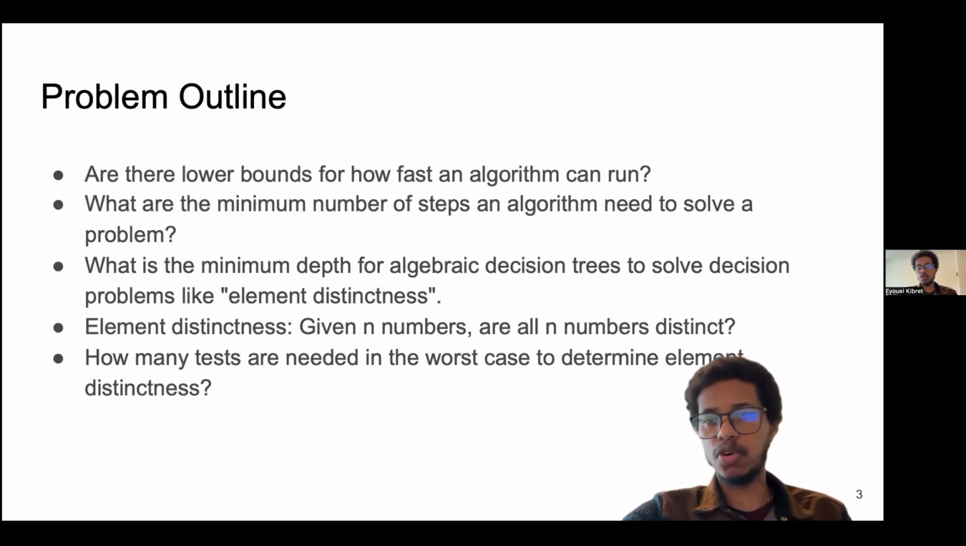And so there's a famous problem called element distinctness. Given n numbers, are all the n numbers distinct? We're going to be using comparison-based models for solving this problem. And the other question is how many tests, or how many questions, do we need to ask in the decision tree to actually determine element distinctness?